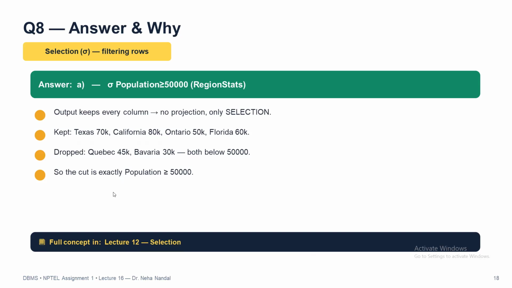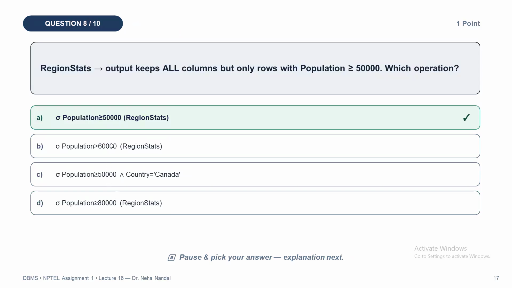Both are below 50,000. That's why they will be dropped. Okay. Now see this one. There's no mention of any country. So that is not required. Region stat should be our output. So from that we are giving output.